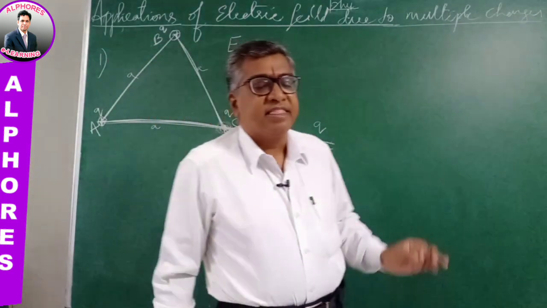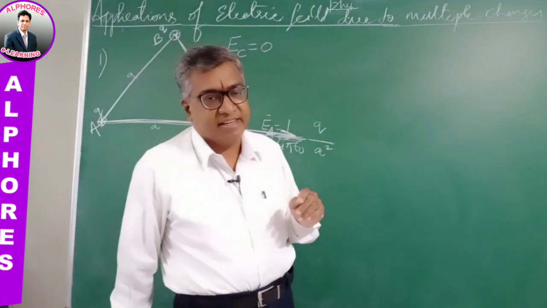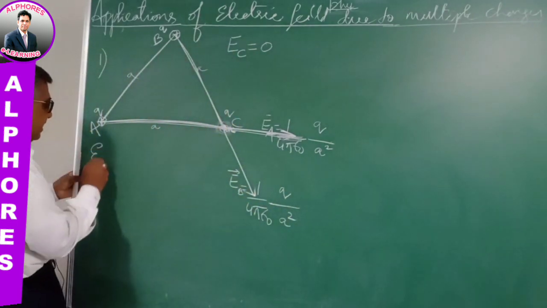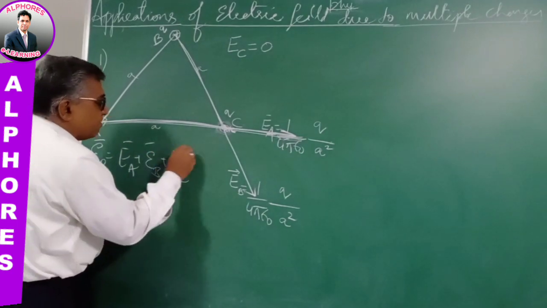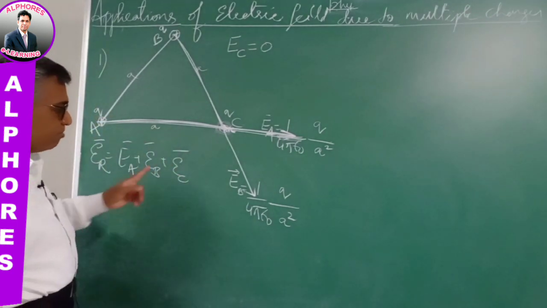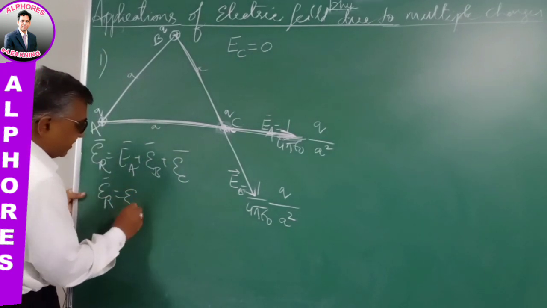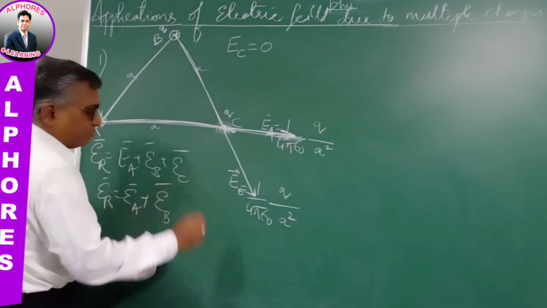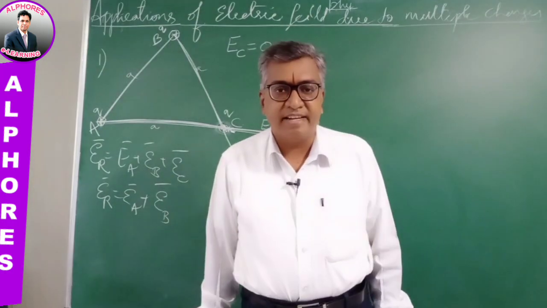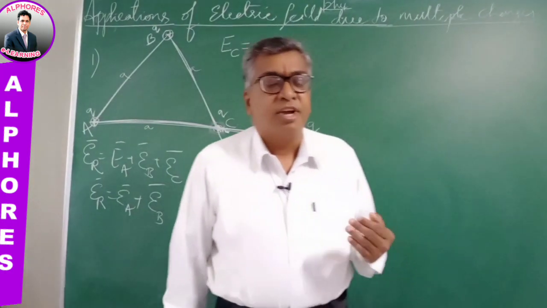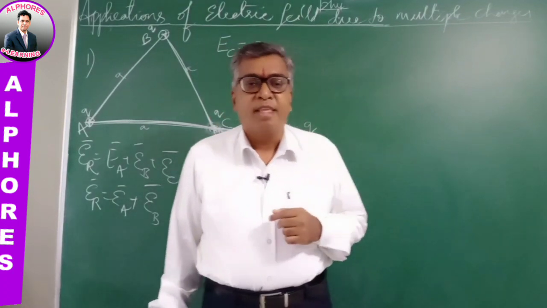Coming to the second step: the resultant electric field intensity at a point is the vector sum of all the individual electric field intensities. So the resultant electric field E resultant is EA bar plus EB bar plus EC bar. These are the three terms. But EC is 0, a null vector, so forget it. Therefore, the resultant electric field is the field due to the charge at A plus the field due to the charge at B, the vector sum of the individual electric field intensities EA and EB. How do you add vectors? The addition of vectors is done by the parallelogram law of vectors.